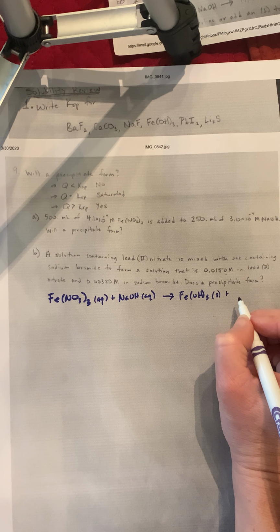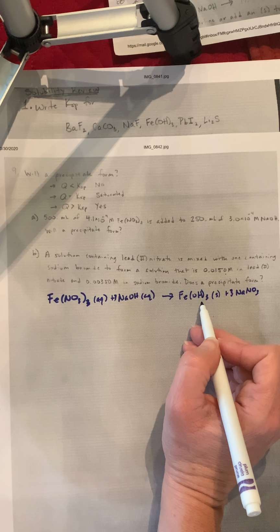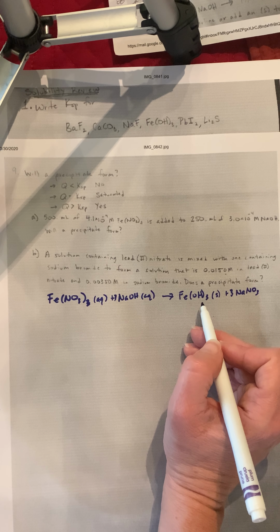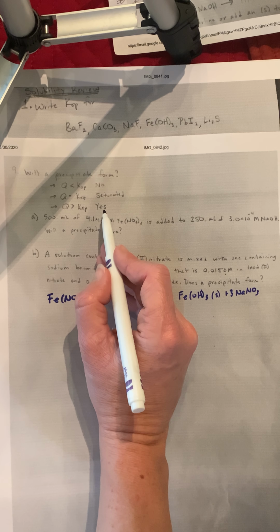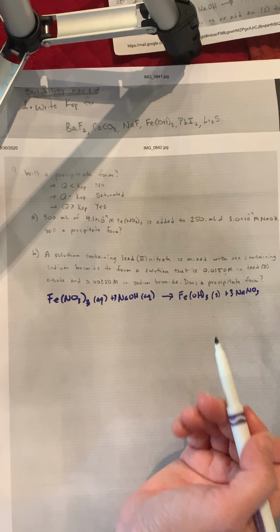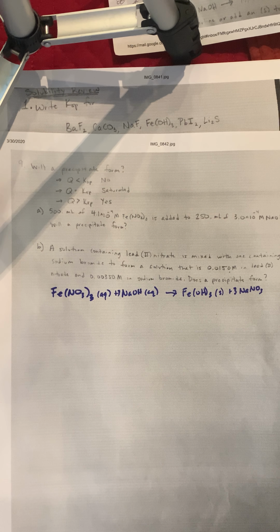So we need to figure out if the concentration of my solid that forms is going to be big enough to give us a Q value. Remember, Q is the reaction quotient, and if Q is bigger than the Ksp, then you will get a precipitate forming. So we need to find Q, which is just like finding K. We're going to have products over reactants.